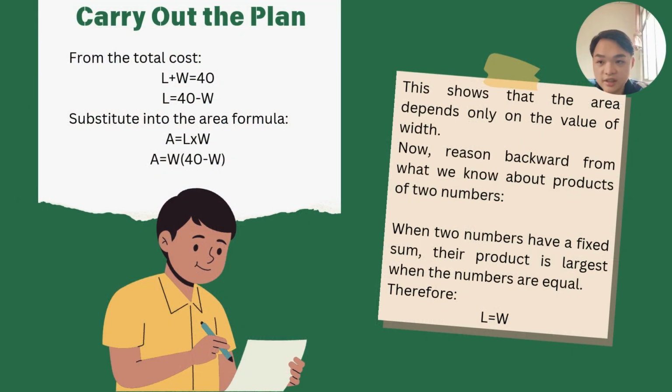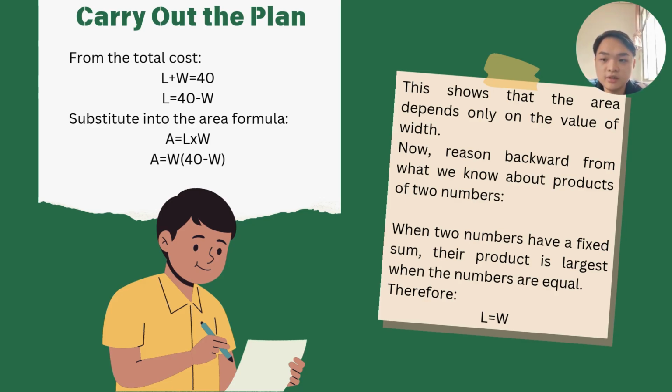We start carrying out the plan from the cost constraint, L plus W equal to 40, and we rearrange the formula, so we get L equal to 40 minus W. And we substitute this formula into the area formula, which is A equal to L times W.